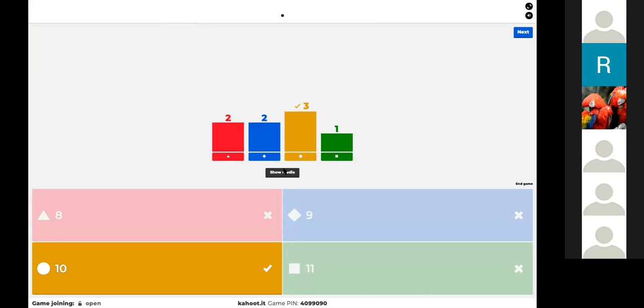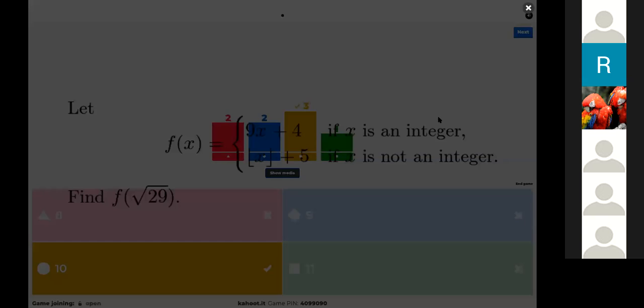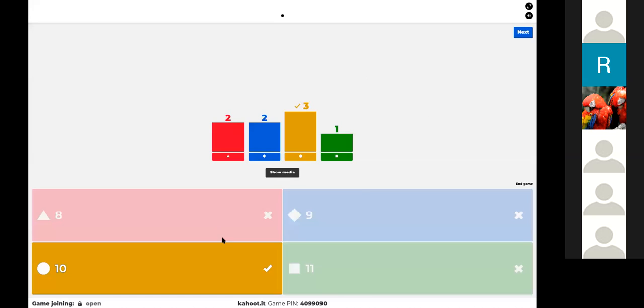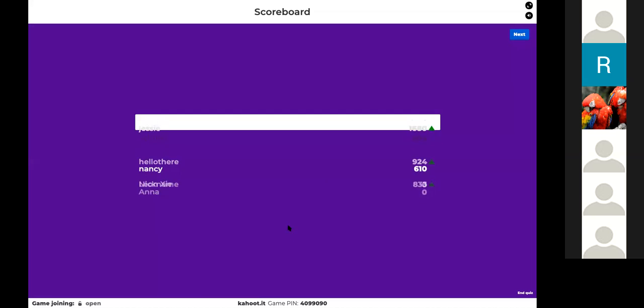Okay. Well, root 29 is not an integer, so you use the floor, and root 29 is like slightly more than 5. So overall it's 5 plus 5, which should have given you 10. Jesse takes the lead.